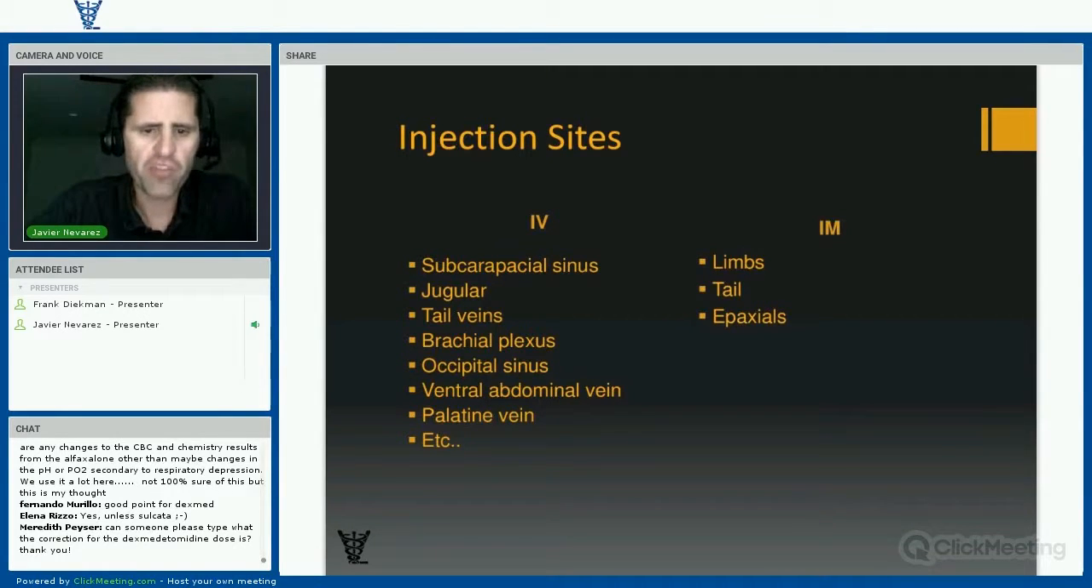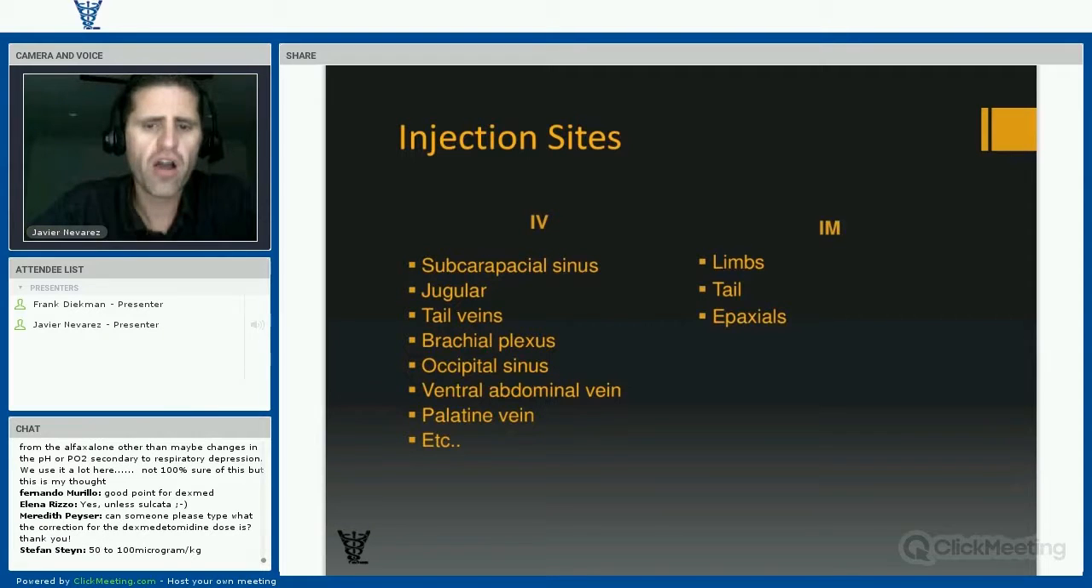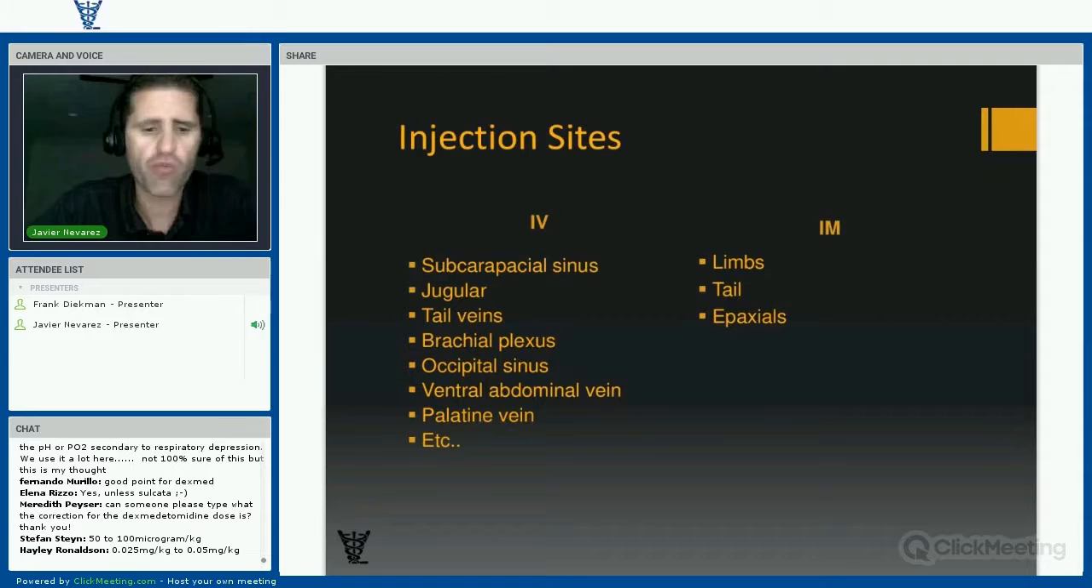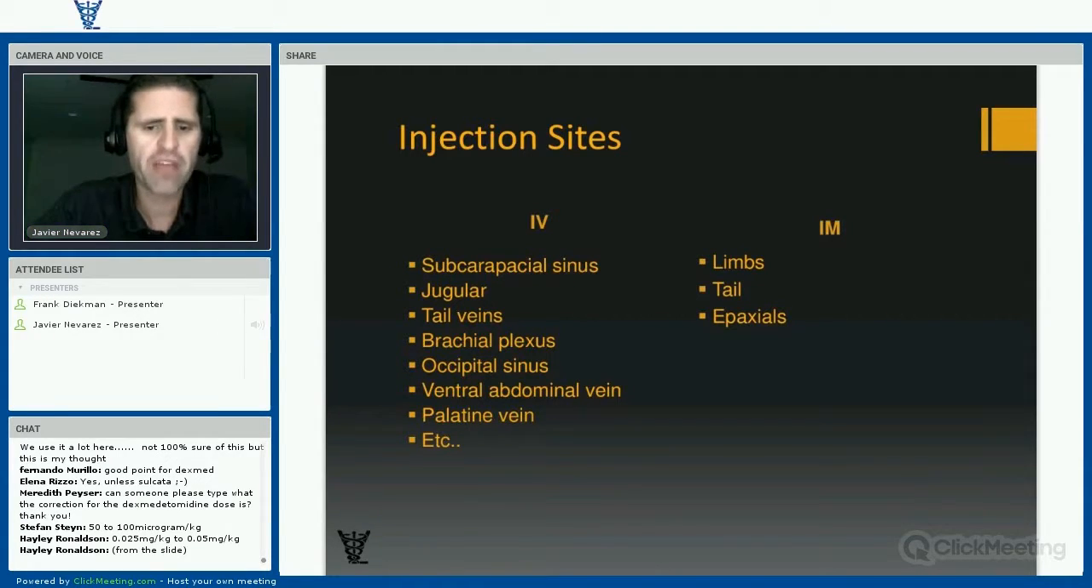So there's a long list of injection sites. This is obviously going to vary with the species quite a bit. The one thing that I'm finding more and more is this subcarapacial sinus in the chelonians. You have to be really, really careful. Sometimes we're seeing very erratic absorption from this site, especially in really large chelonians that maybe are not quite up to temperature. Their metabolism is not quite as active as it should be.